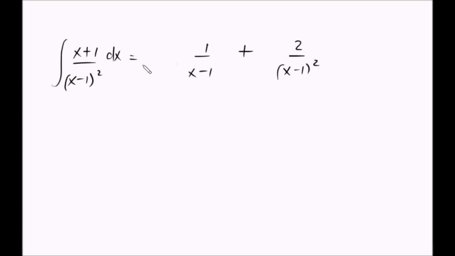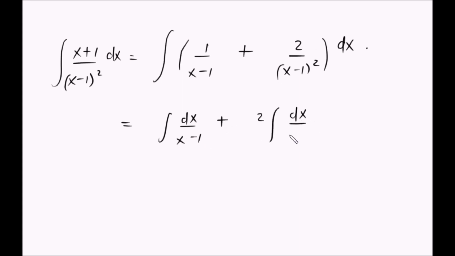So x plus 1 over x minus 1 squared is equal to 1 over x minus 1, that is a, plus b is 2, so 2 over x minus 1 squared. So now I want to integrate, so we integrate this side. So it will be just like this, plus, 2 is a constant, so it stays outside of the integral, like this.